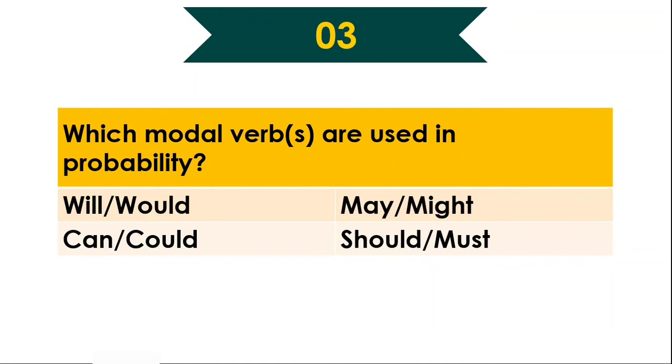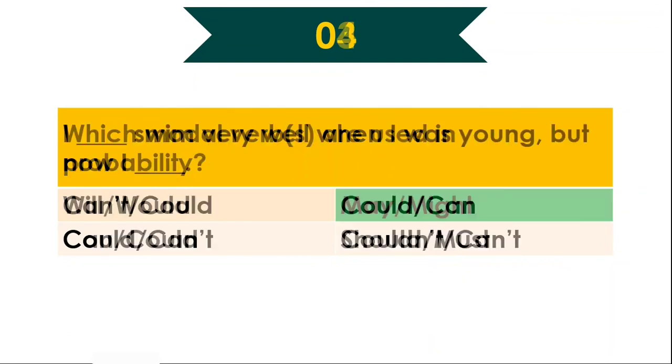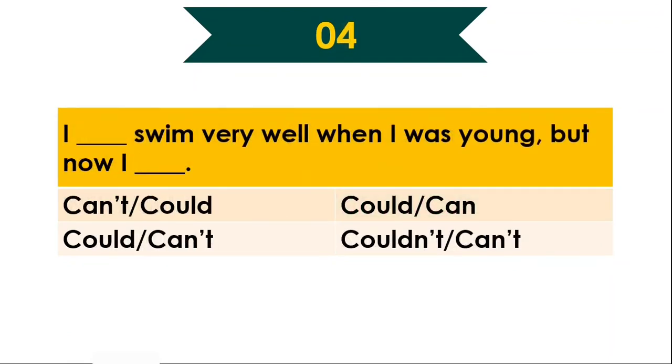Will, would, no, it's about the future. Can, could, it's about the ability. May, might, yes. Should and must तो obligation के लिए होता है, तो may and might is the correct answer over here.